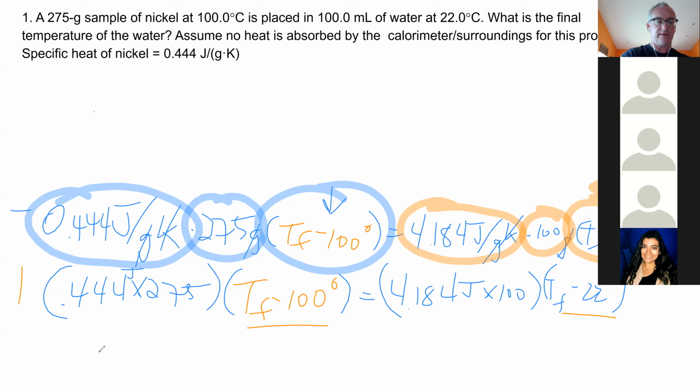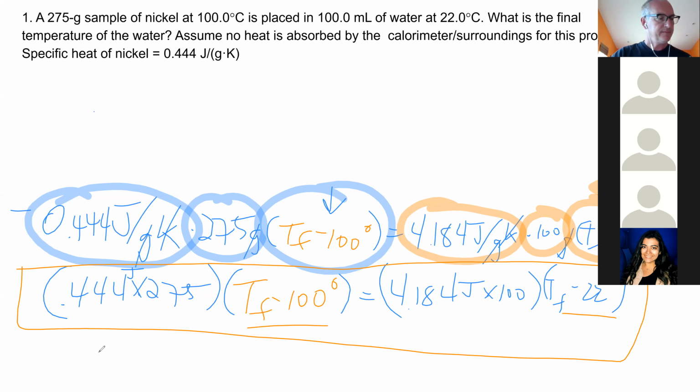So let's take this whole thing and move it up to the top. Now we can start punching in our numbers. So 0.444 times 275. That's 122.1. And over here is 418.4. That's just these two multiplied together and these two multiplied together. Does that make sense to everybody so far?